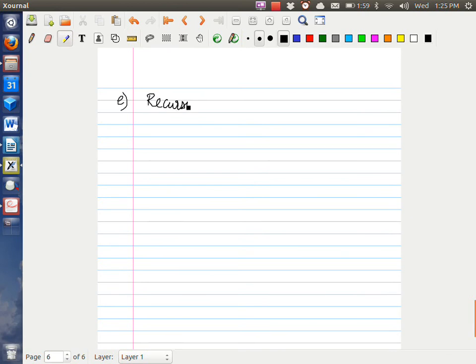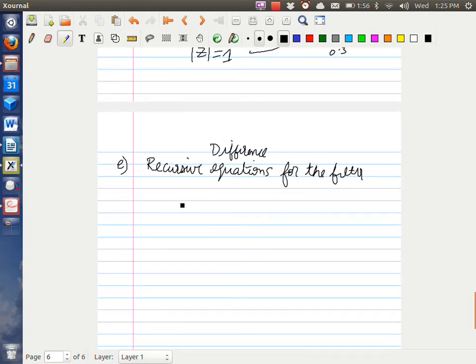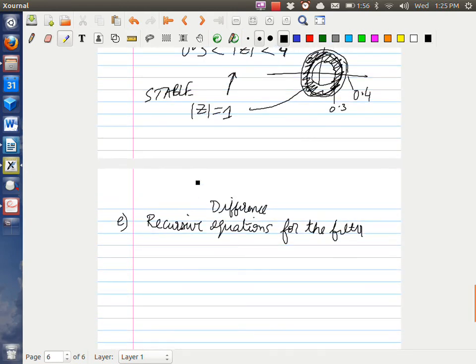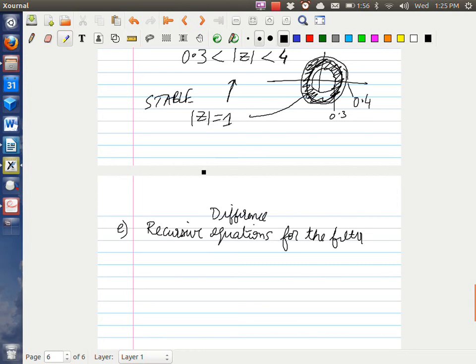recursive difference equations for the filter. Huh? On the figure? Where? Oh yeah, that should have been 4. I'm sorry. Yeah, that's a 4. And so recursive difference equations for a filter.